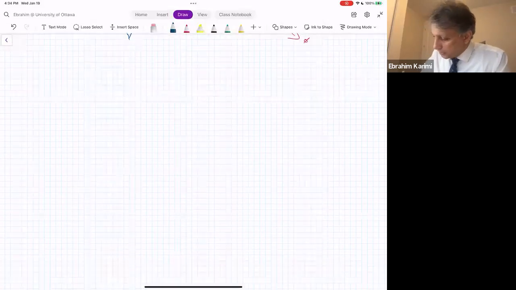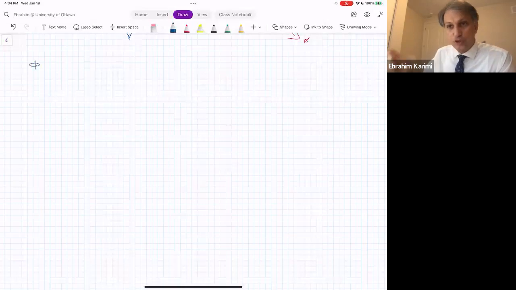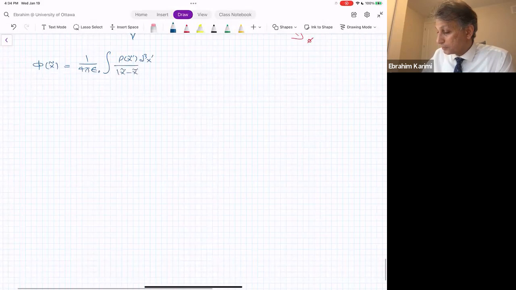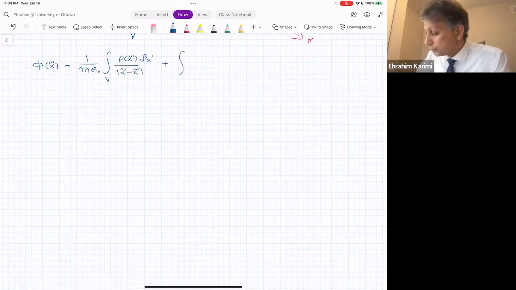Help me if I make mistakes. I'm just swapping x and x prime for simplicity. It's not really a big challenge. You will see later on why I can change x and x prime without any worry. The integral of rho of x prime d3x prime divided by the magnitude of x minus x prime. That's on the volume, remember, plus the integral on the surface.